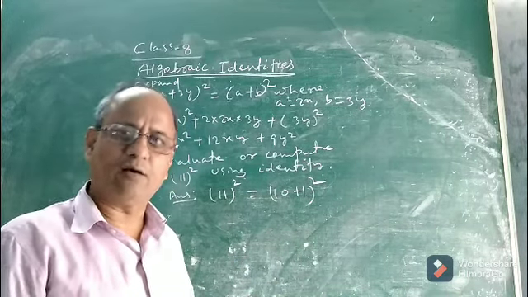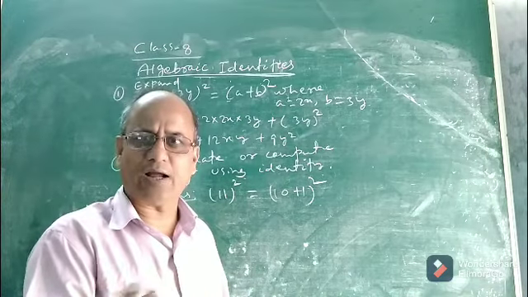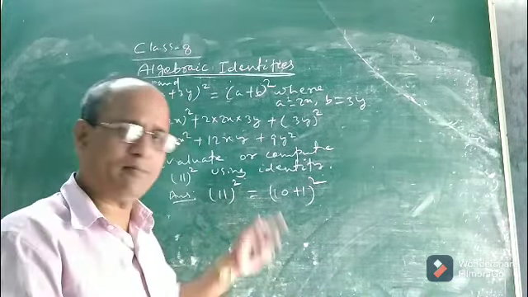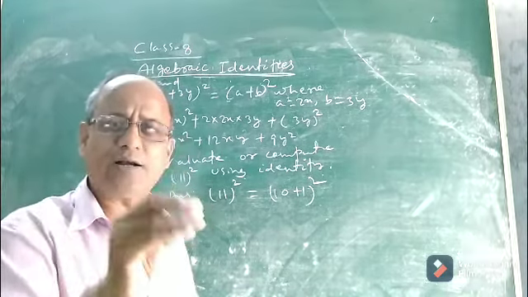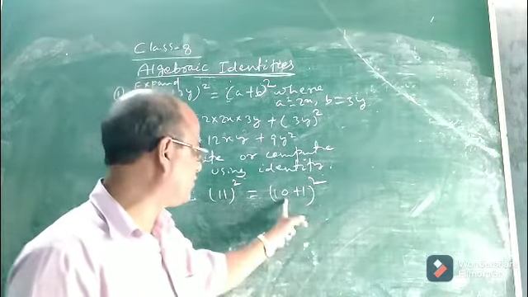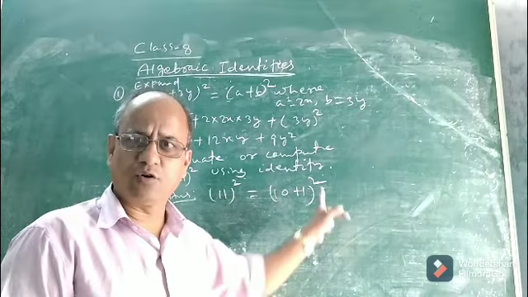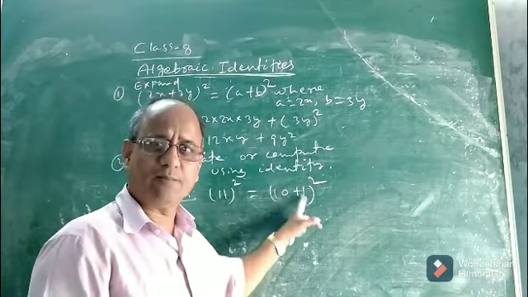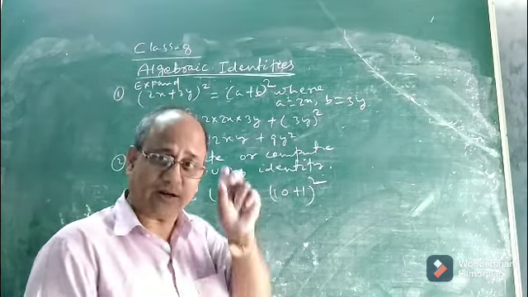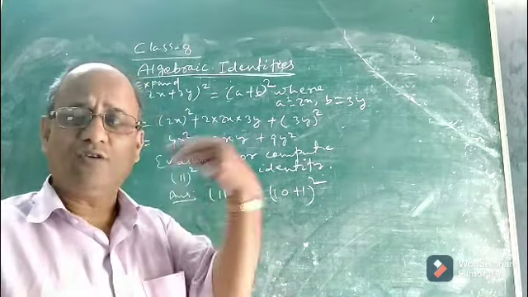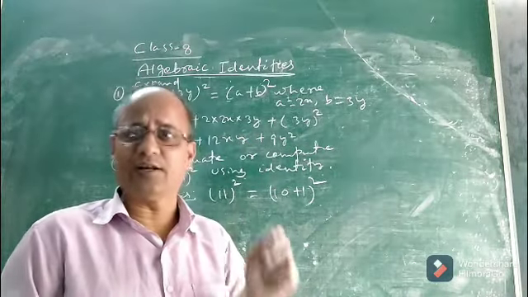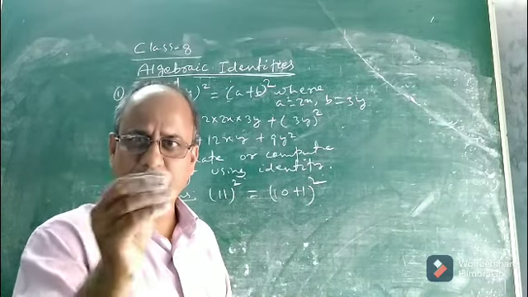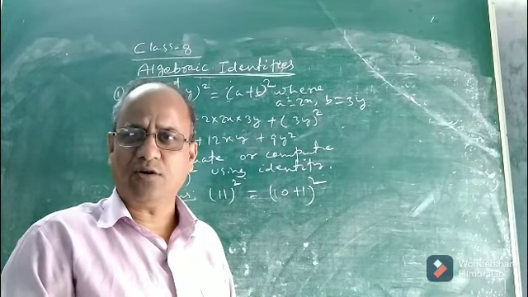You can say, sir, can't we break 11 in other ways? Yes, 11 can be broken in many ways. Suppose 20 minus 9, which is 11. You can also write 20 minus 9 whole square. You can break it in any way you like, but the convenient one will be 10 plus 1. Because 10 contains a 0, and it is very easy to find the square of a number containing 0. You know 10 square is 100, 100 square is 10,000, like this. So if a number contains 0 at the end, it is easier to find the square.